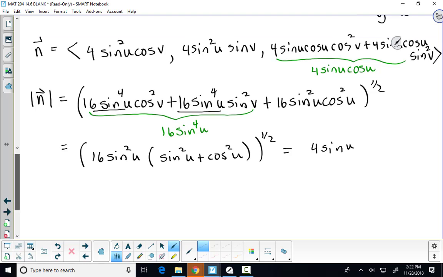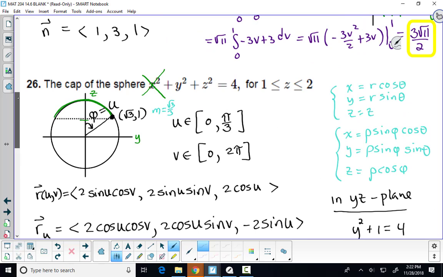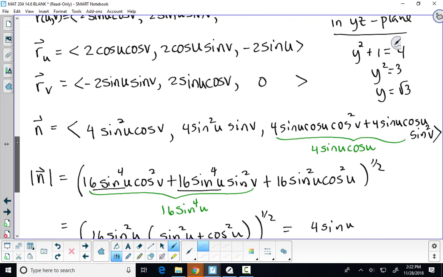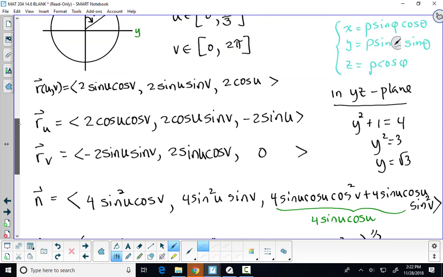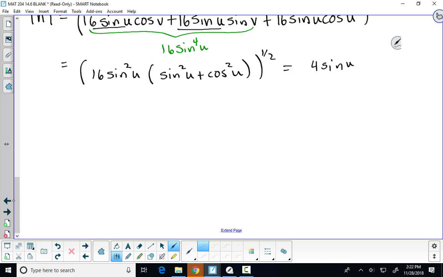Okay, so let's go back to our integral. So we were just finding the area of this cap. So there's no function in here. All we're dealing with is that as the length of our normal vector. And we're dealing with those two intervals, 0 to pi over 3 and 0 to 2 pi.